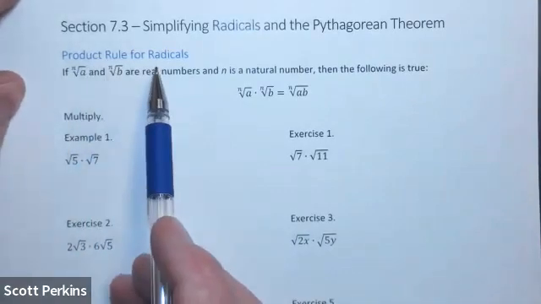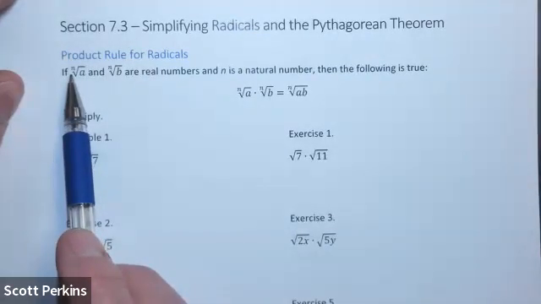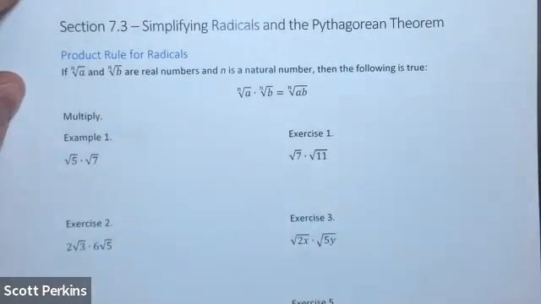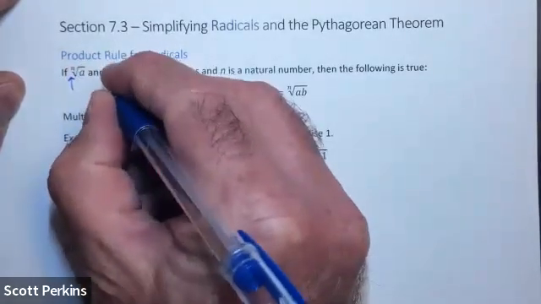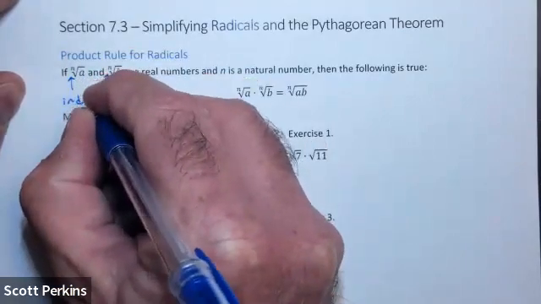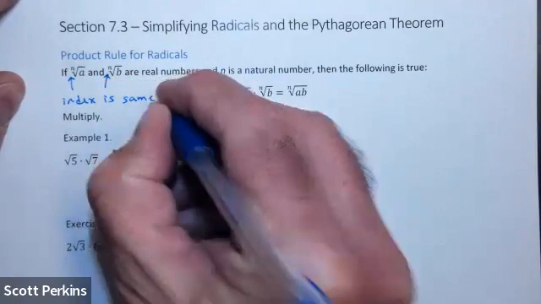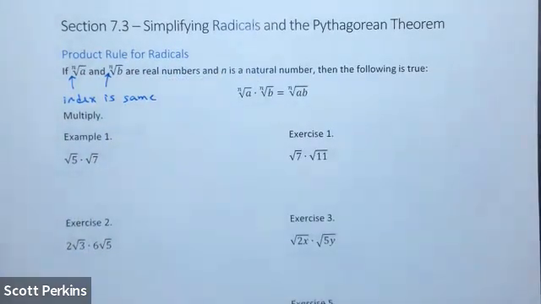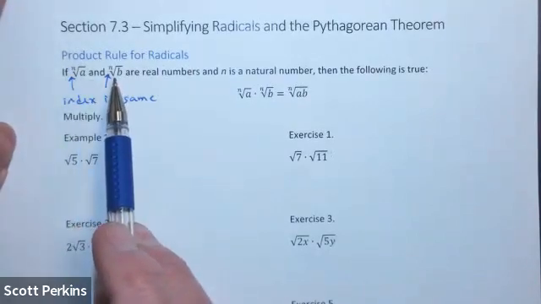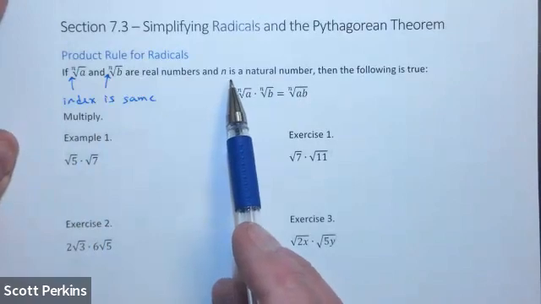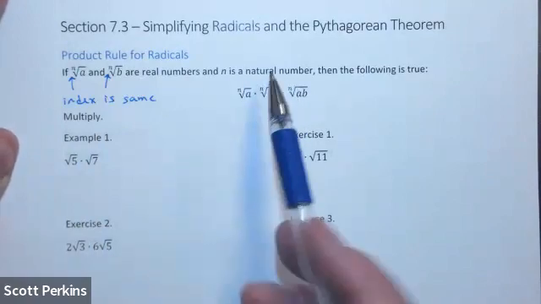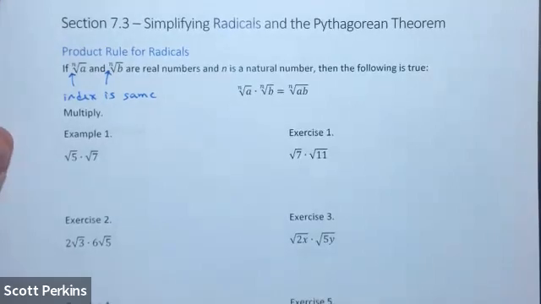So what the product rule of radicals says is this: if you've got the nth root of A and the nth root of B, one thing to notice right away is that the index is the same. The product rule of radicals does not apply if you have different indices. You would have to do something completely different, and we may or may not have time to go over that situation. So if you've got the nth root of A and the nth root of B, they're real numbers, and n is a natural number, so the index is a natural number. Again, in this class, we're not going to go through any situations where n is something else. That's where all sorts of fun happens.